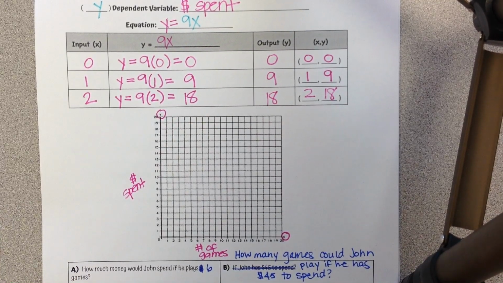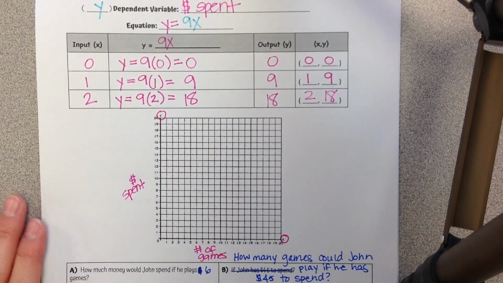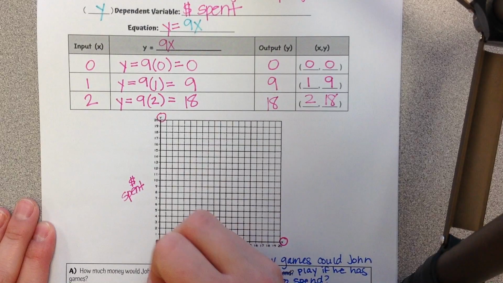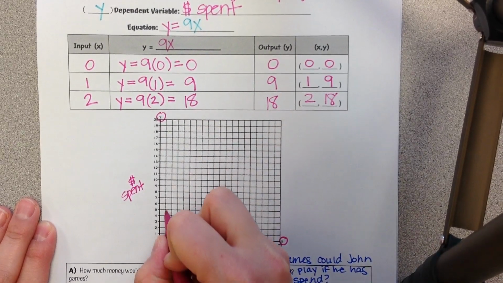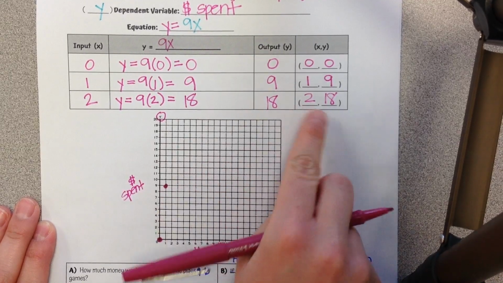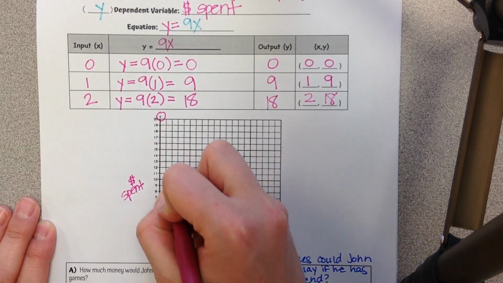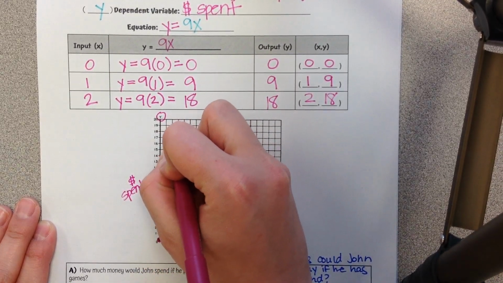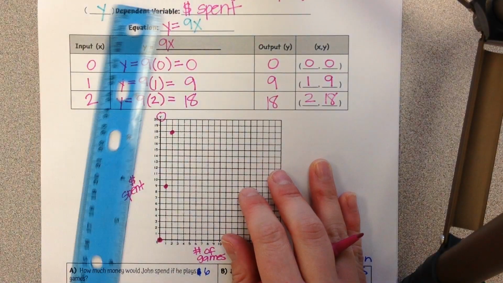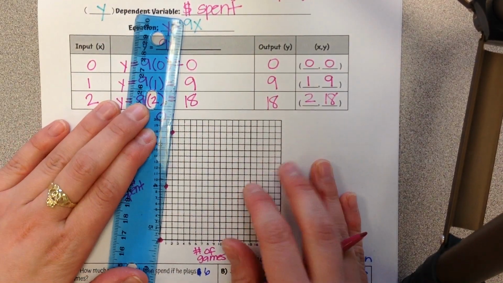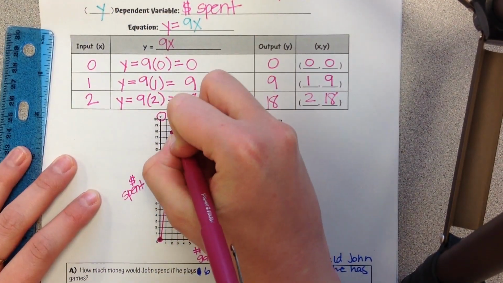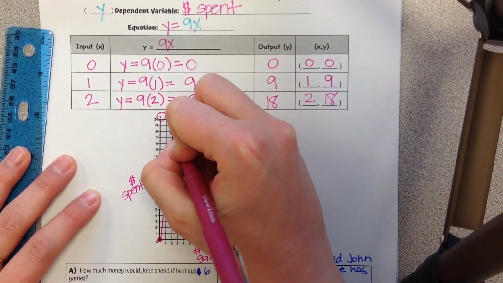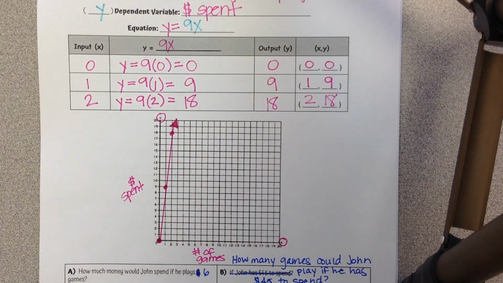Okay, and now I'm going to plot my ordered pairs. So I have (0, 0). I have (1, 9): over 1, up 9. And I have (2, 18): over 2, up 18. I'm going to take my ruler and connect my ordered pairs. And I'm going to draw my arrow at the end because it keeps on going.